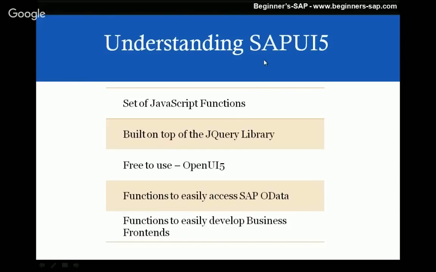We need UI5 because when we have to talk to SAP OData, there are pre-built functions which we can directly use to access OData. Otherwise, if UI5 was not there, we would have to write a lot of code. The beauty here is we create a model, and based on that model, the JavaScript pulls out that data from SAP. The functions are easy to develop. So the reason for SAP UI5 is to easily develop business front ends using HTML.